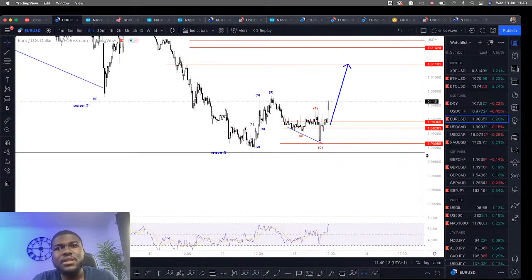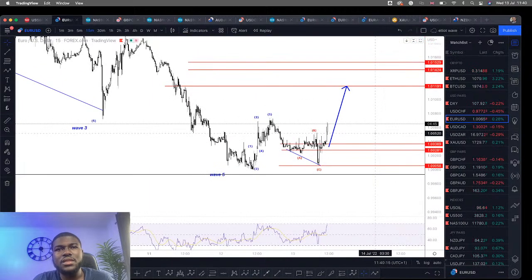But there are more opportunities to the upside, guys. Euro-dollar, I like giving them the analysis on the signal channel, not yet. Euro-dollar is giving us a buy position. This buy position should ideally be opened at 1.0600.